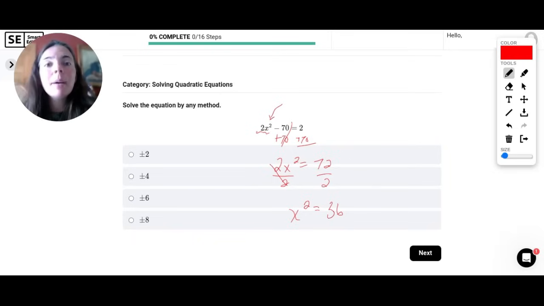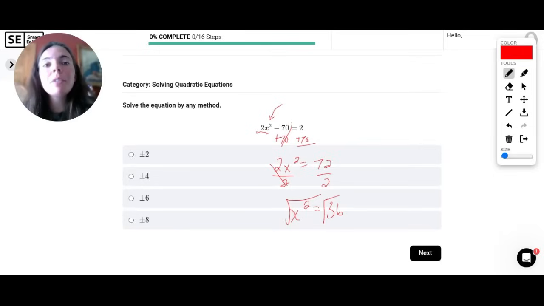Now, the opposite operation of squaring something is to take the square root. So we need to take the square root. So again, we can't use a calculator. So this is something that we either need to know or we need to know how to figure out. So if I know the square root of 36, I'm good. But if I'm not sure what the square root of 36 is, then I just have to kind of go through and evaluate what does that mean.